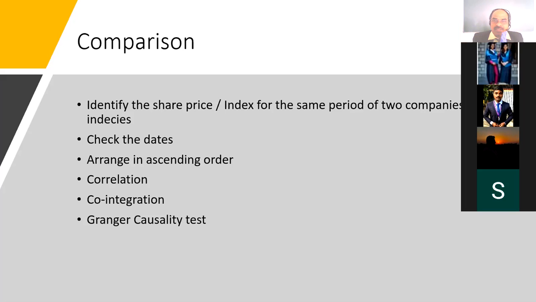Then co-integration. A very interesting thing is co-integration. Say for example, in the case of BSE, today the TCS price is increasing. Whether it will immediately reflect in NSE, for that purpose we need co-integration. Today it affects the BSE, which means maybe tomorrow it may affect the NSE. That means the lag period is 1 day.